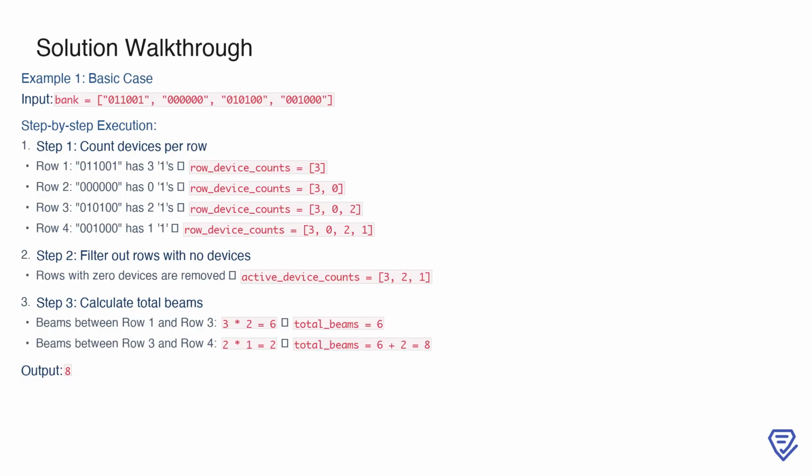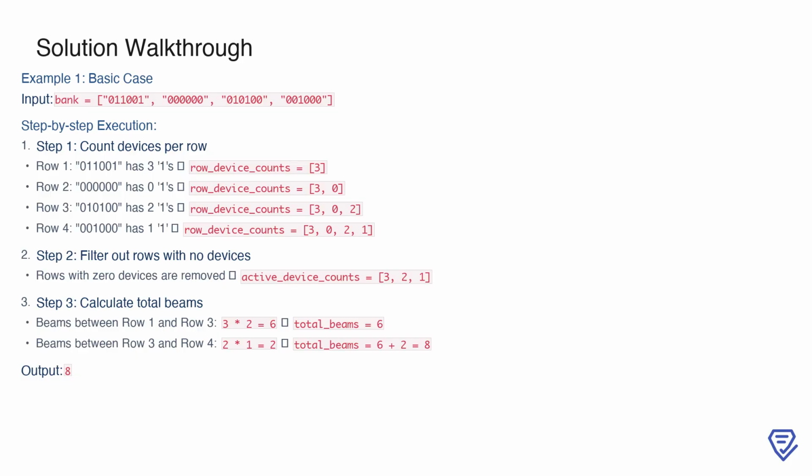For row 1, 011001 contains 3 devices, so we start with row_device_counts equals 3. Row 2, 000000 has no devices, so we add 0 to get row_device_counts equals 3, 0. Row 3, 010100 contains 2 devices, updating the counts to row_device_counts equals 3, 0, 2. Finally, row 4, 001000 has 1 device, resulting in row_device_counts equals 3, 0, 2, 1.